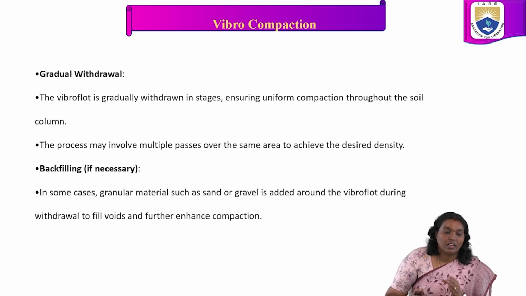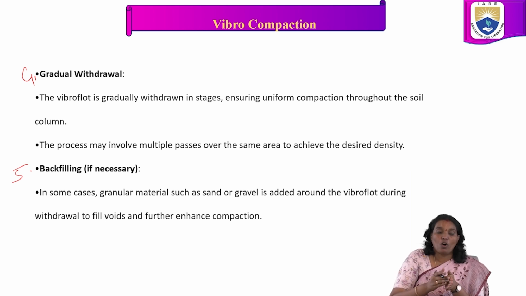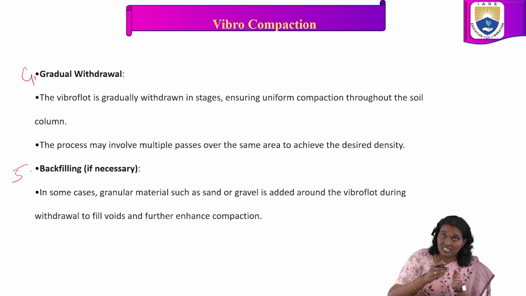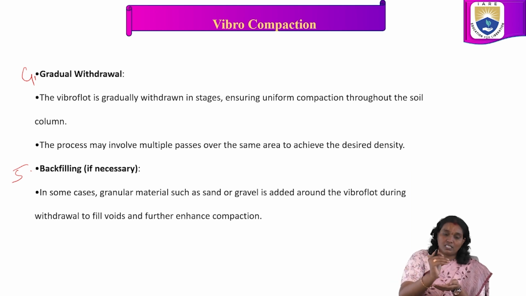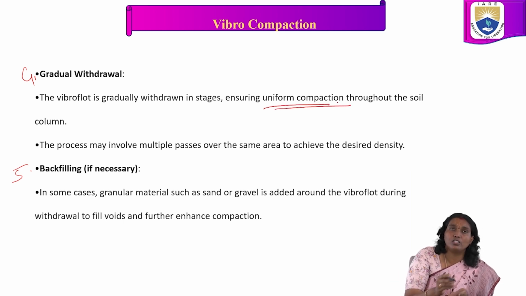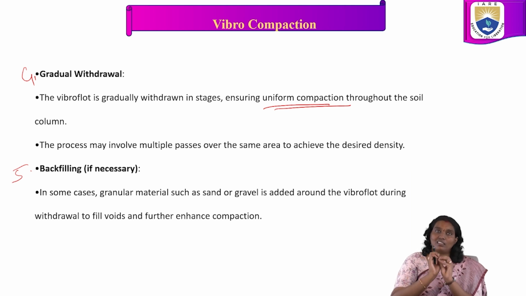Now next, gradual withdrawal. This is also one of the proper processes we need to understand, along with backfilling. The vibro float is gradually withdrawn in stages, ensuring uniform compaction throughout the soil column. The process may involve multiple passes over the same area to achieve the desired density. So gradual withdrawal is also one of the steps in the process of vibro compaction.